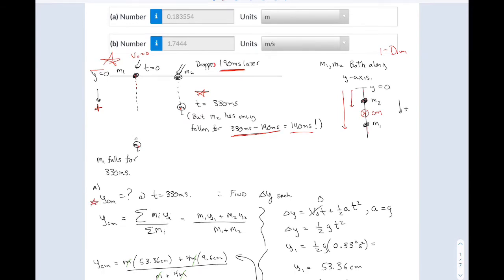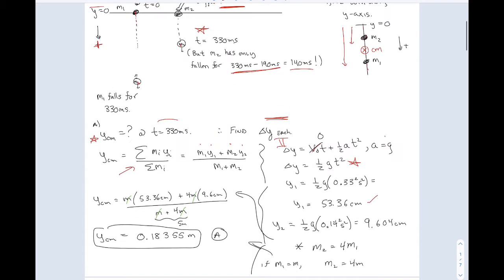So if I want to find the coordinate of the center of mass at time 330 milliseconds, that's our general expression to find the y coordinate of the center of mass. I go to each object's coordinate, multiply by its mass, divide by the total mass. So I need to find how far down each has fallen. I use equation number 2 from kinematics: initial velocity is 0, acceleration is g. I use that to find how far number 1 has fallen, and I use that to find out how far number 2 has fallen.